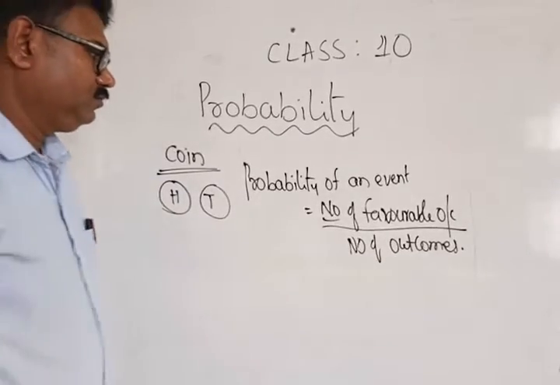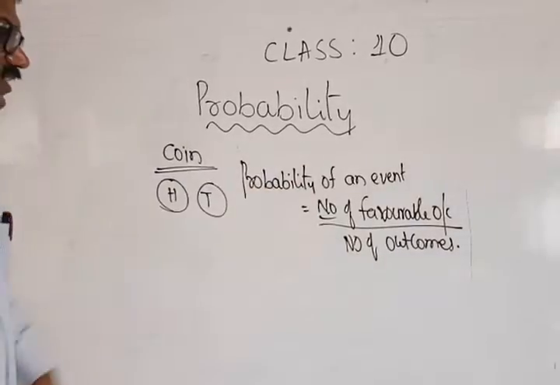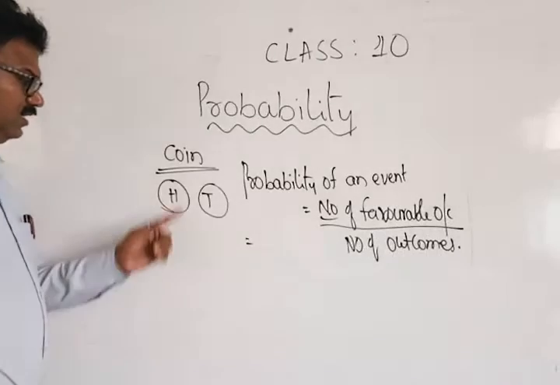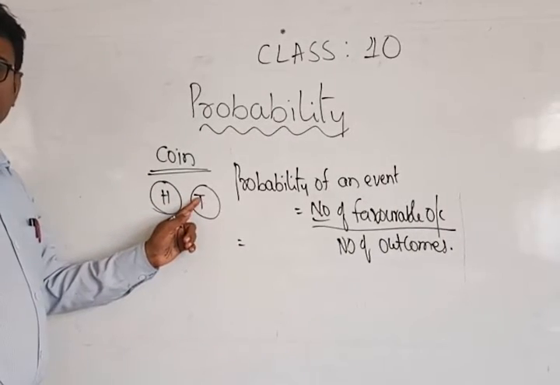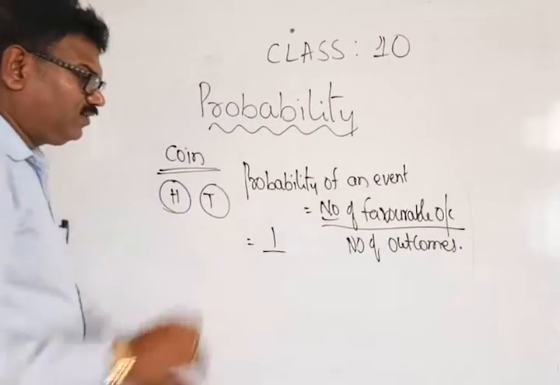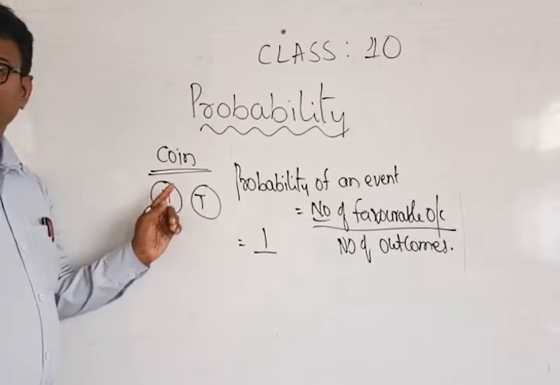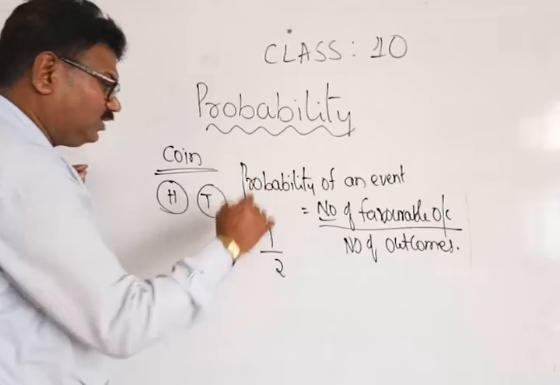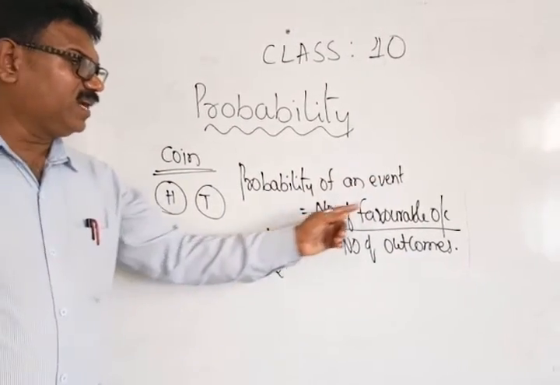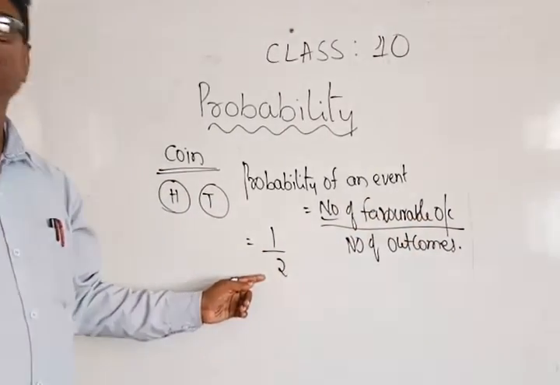Yes. Now, the probability of an event is the number of favorable outcomes, either head or tail. Therefore, how many? Only one will happen. Out of the number of outcomes, how many outcomes are there here? Either head or tail. Therefore, how many? 2. Therefore, probability of an event equals number of favorable outcomes divided by number of outcomes. It is nothing but 1 by 2.